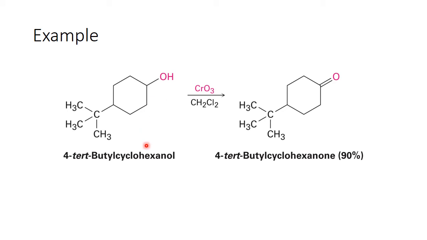Here's an example. This is a secondary alcohol, and so it can be oxidized down to a ketone. Notice they're using chromium here, as it can't go any farther than the ketone. Notice there's no other part of this molecule that can be changed by the oxidizing agent, so it is fine to use this oxidizing agent.